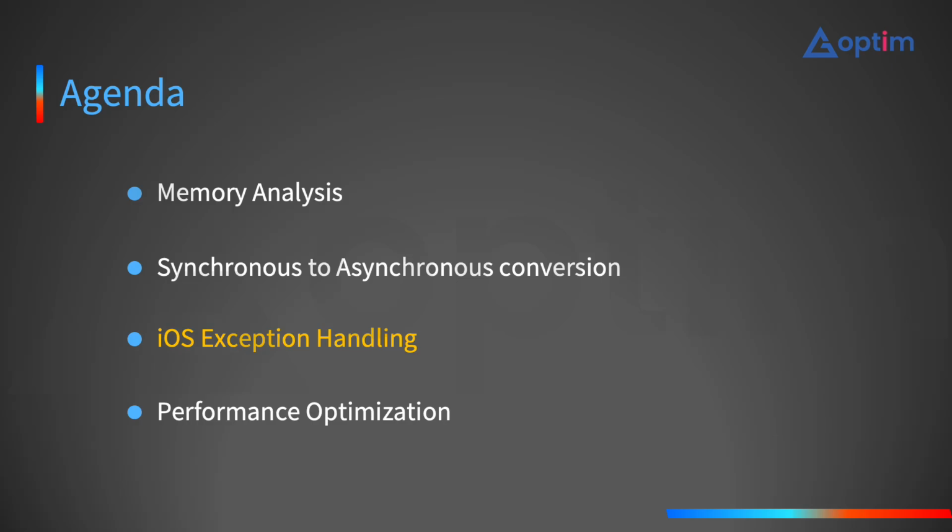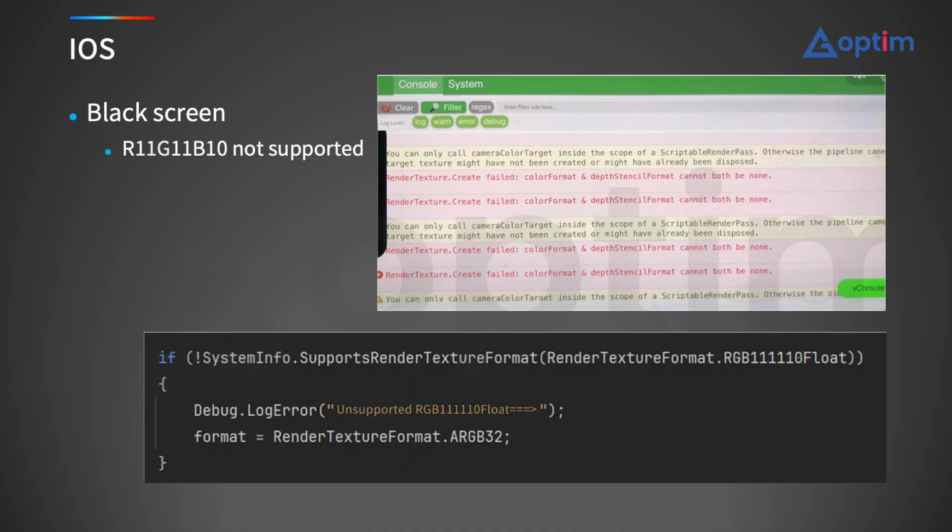Now let's move on to some platform-specific issues we encountered on iOS. The kind of problems that are not obvious and frankly a bit strange at first. 1. Black screen caused by RenderTexture format. In one project, the minigame launched on iOS and immediately displayed a black screen. The error log indicated RenderTexture format not supported.